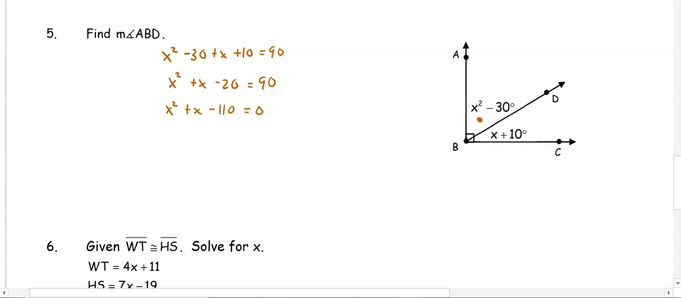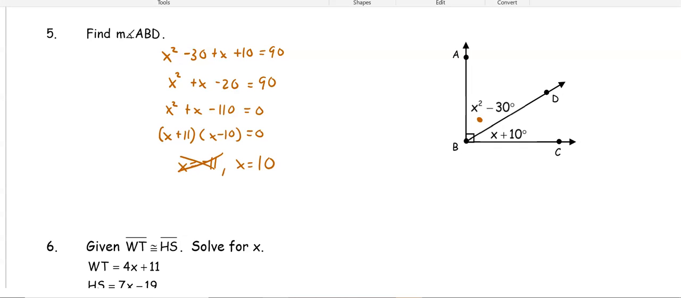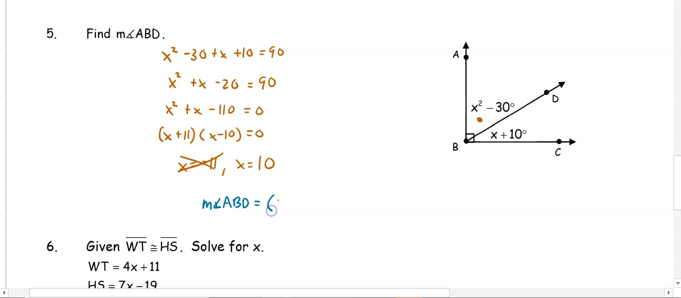So we need two numbers that multiply to 110 and add to 1. So they are numbers that are right next to each other. So we have x plus 11 and x minus 10 is equal to 0. When we switch our signs, x is negative 11, x is 10. Now, negative 11 will not work because if I substitute that into this angle, I would get a negative number. So that's not going to work as a solution. We just have x is 10. So to find the measure of angle ABD, we're going to substitute in. So we have 10 squared minus 30, which gets us 70 degrees.